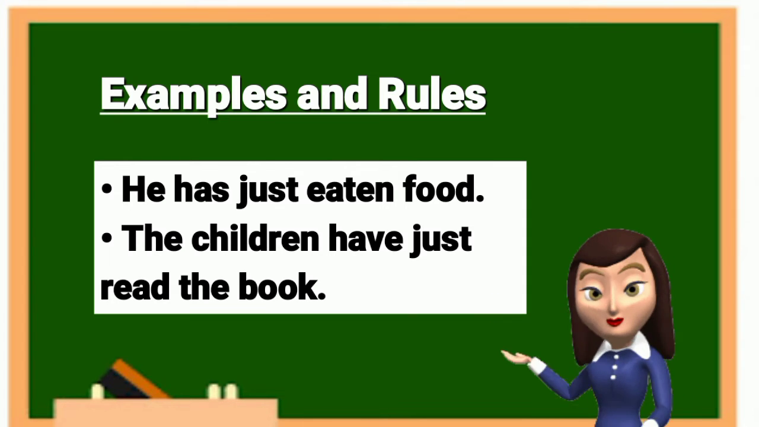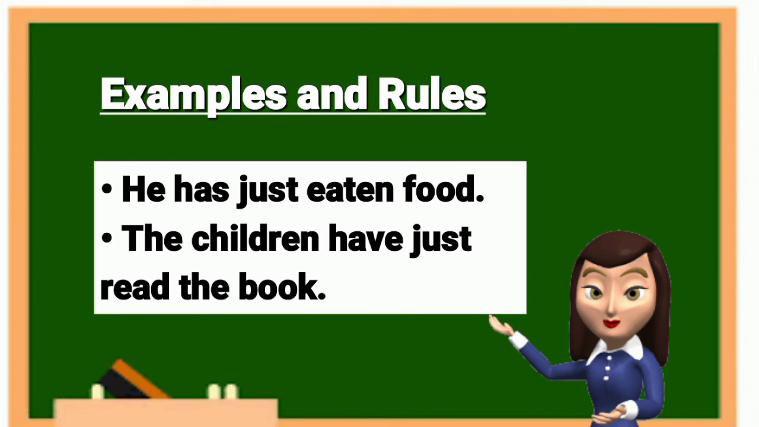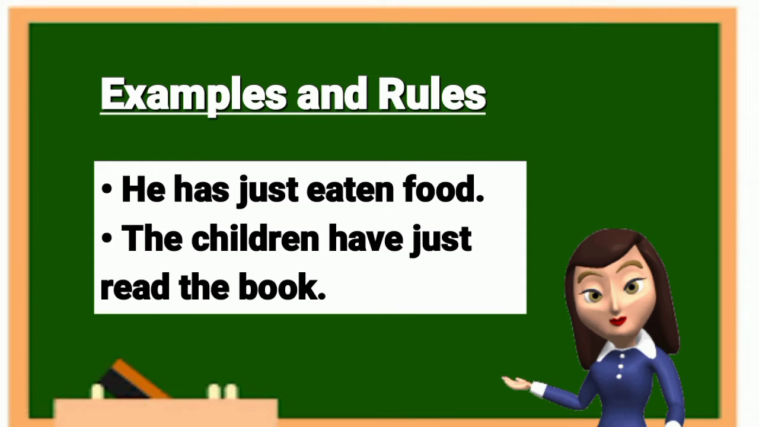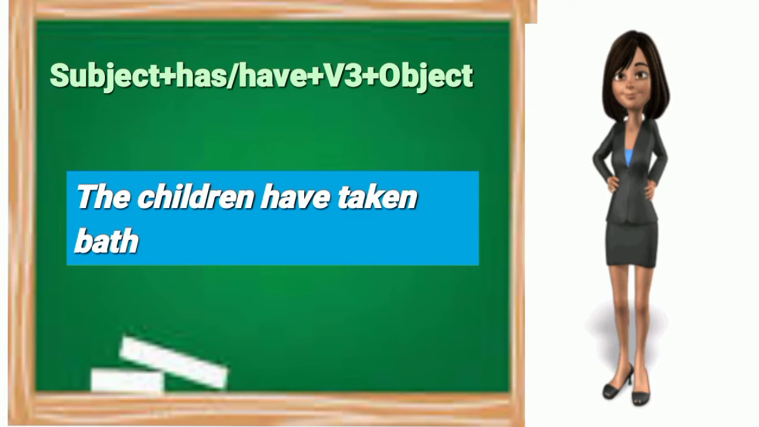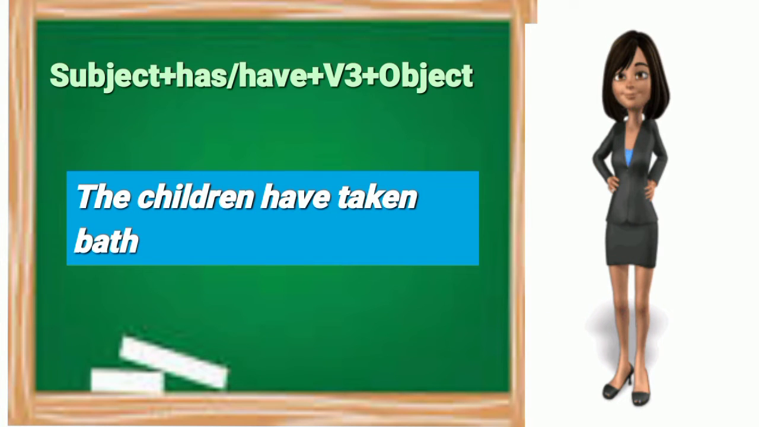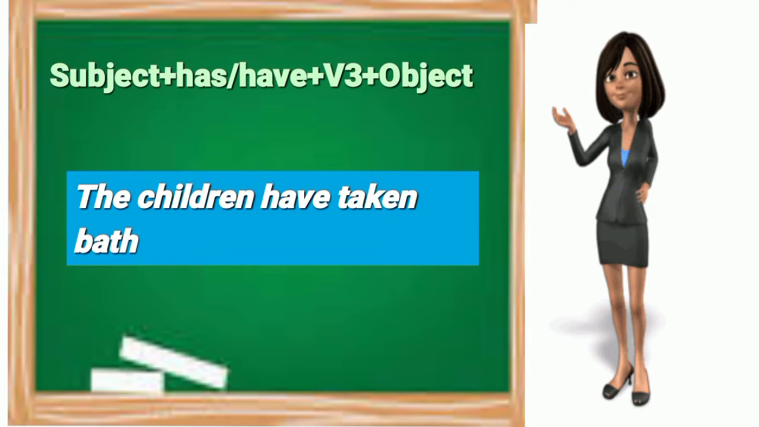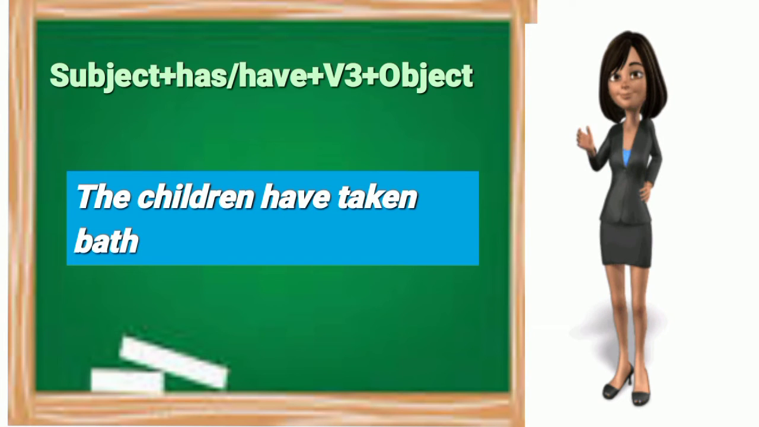So, for us to identify the rules of the sentence, here are the rules. The rule of the present perfect tense is subject plus has, have plus V3 plus object. As we can see, our example of this tense is: the children have taken a bath. What is our subject? Our subject in this example is the children, our helping verb is have, our verb 3 is taken, and our object is a bath.